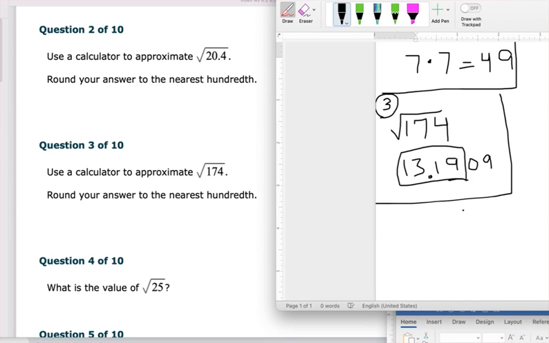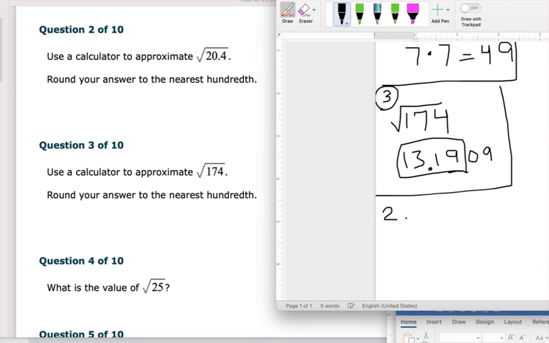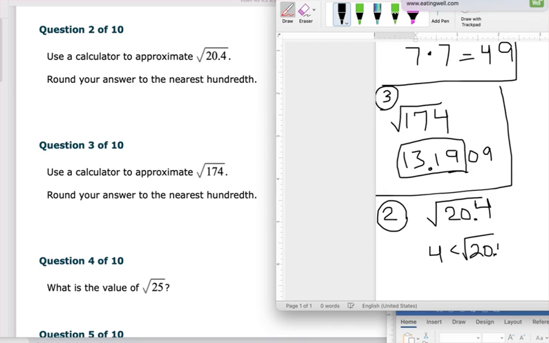Okay, so now we're going to do number two. It says use a calculator to approximate the square root of 20.4. Now, let's talk about approximating a little bit. Suppose I was going to tell you what numbers 20.4 would be between. 20.4 would be between 4 and 5. So we could say the square root of 20.4 is between 4 and 5.